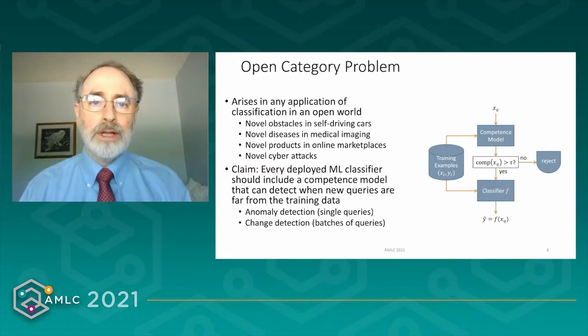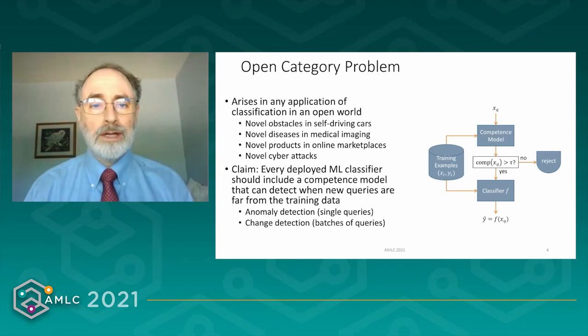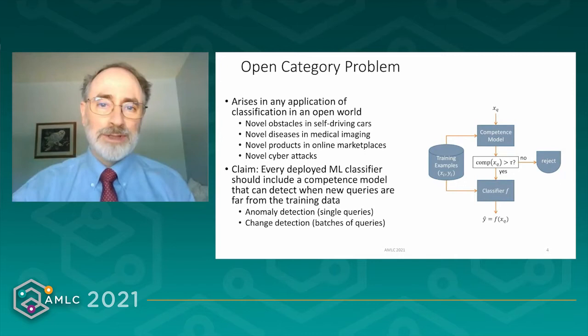Does this new query, which I'll call XQ in this diagram, look like a query that the classifier, which is down here, is competent to classify? We're going to get some sort of a competence score or an anomaly score. And if the competence score is high enough or the anomaly score is low, then we want to reject this case. In our case with the robot, we wanted it to send the problematic specimens into a separate bin for the human expert to handle.